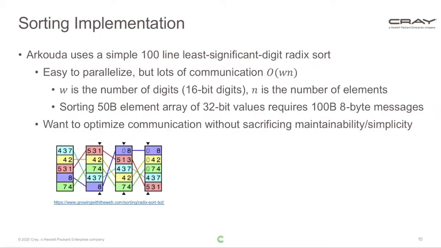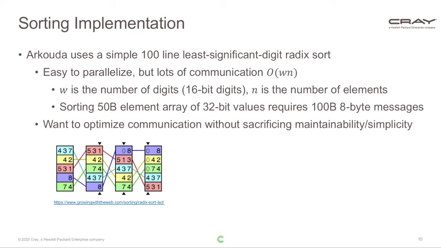So the sort implementation in Arkouda is a pretty simple 100-line least significant digit radix sort. And least significant digit radix sort is great because it's easy to parallelize, but it has a ton of communication. So we have big O WN, where W is the number of digits, where Arkouda uses 16-bit digits, and N is the number of elements. So for example, if you're sorting a 50 billion element array of 32-bit values, say you're sorting IPv4 addresses, that's going to require 100 billion 8-byte messages. And that's just not something that most networks are designed for.